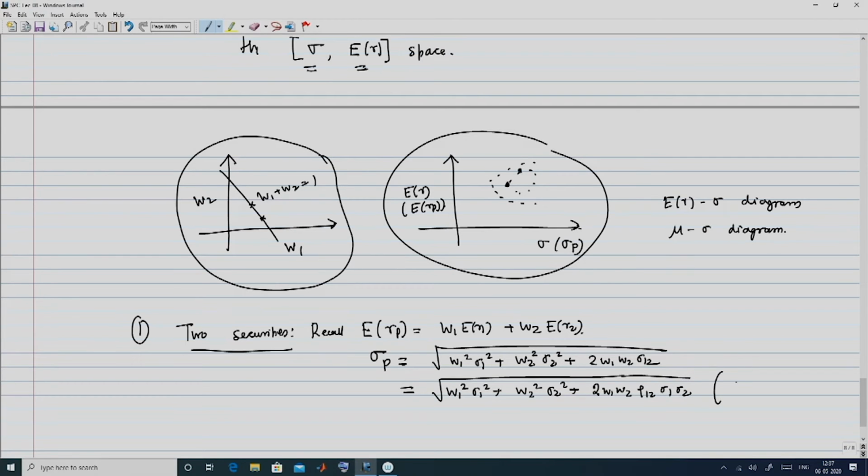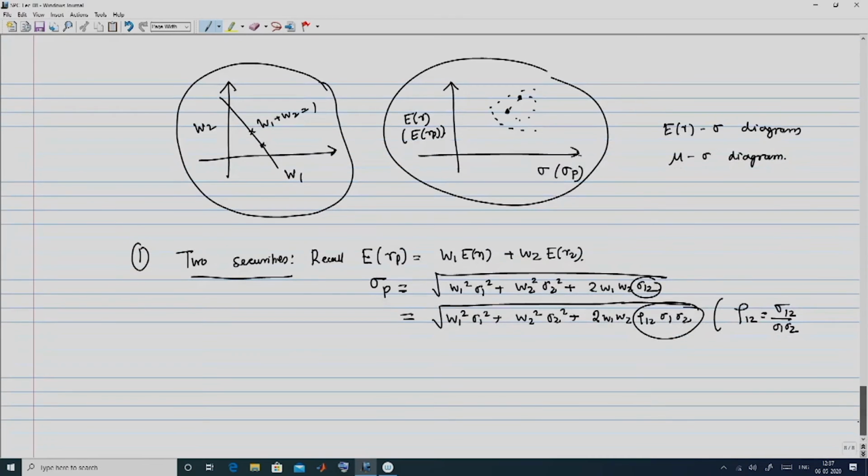So, what I have done here is we have made use of the fact that rho 1 2 is equal to sigma 1 2 over sigma 1 sigma 2, and I replaced sigma 1 2 with rho 1 2 sigma 1 sigma 2. Okay, so, basically the feasible set is not represented by this W 1 and W 2, but rather it is represented by this E of R p and sigma p. Okay, so, now this can be extended to n securities.